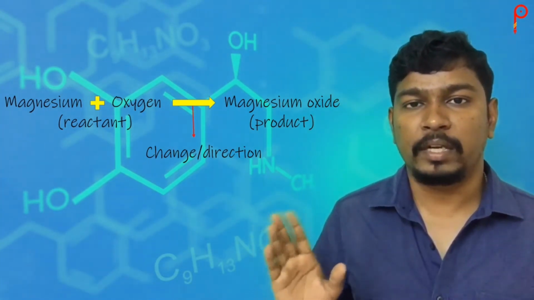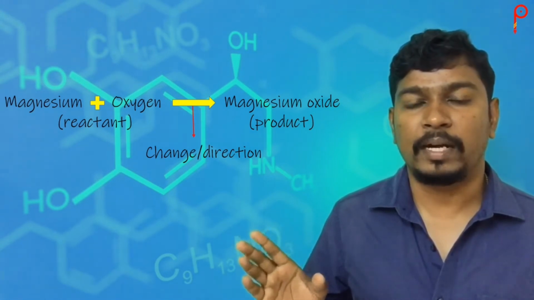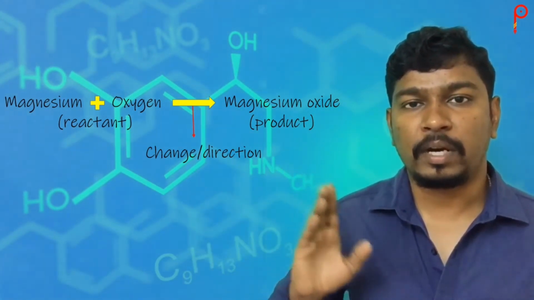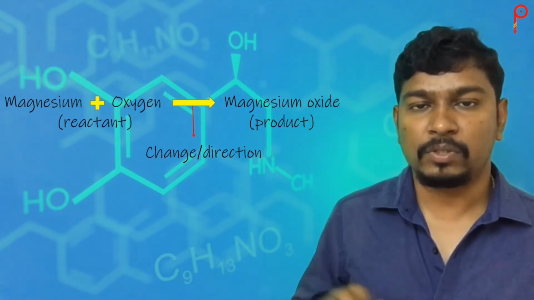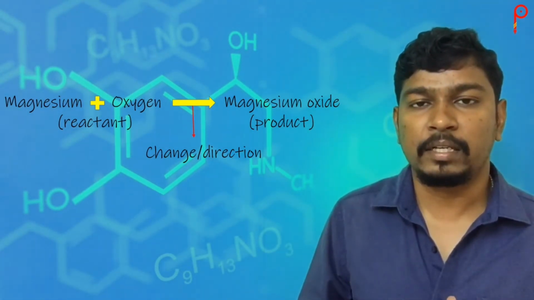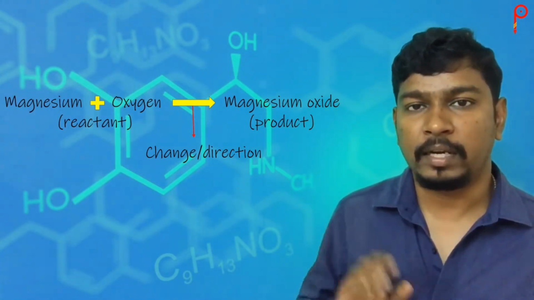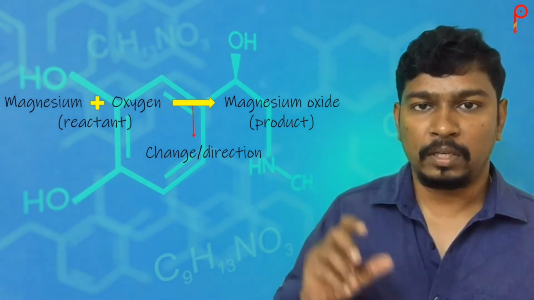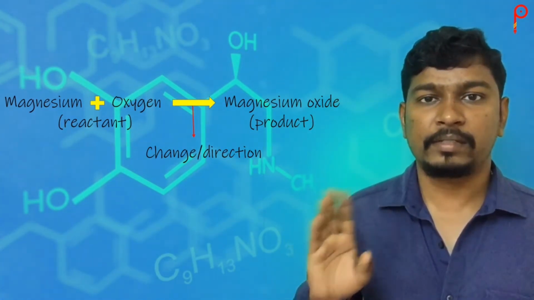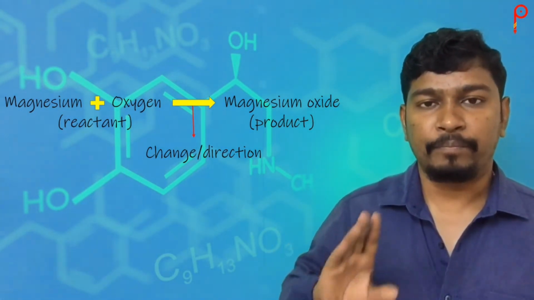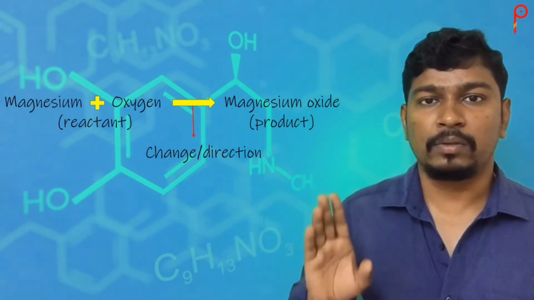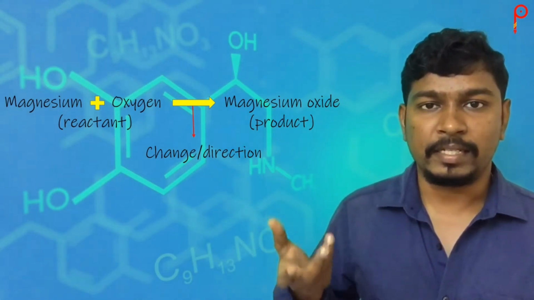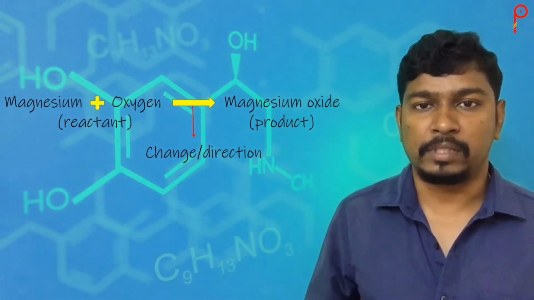Magnesium and oxygen, Mg plus O2, are the reactants on the left hand side, and on the right hand side is the product. So reactants are written on the left hand side and the product is written on the right hand side. Plus indicates the reaction between the two atoms. Arrow indicates the process that is happening. It is important also because it will show the direction. Direction means is it reversible or irreversible.